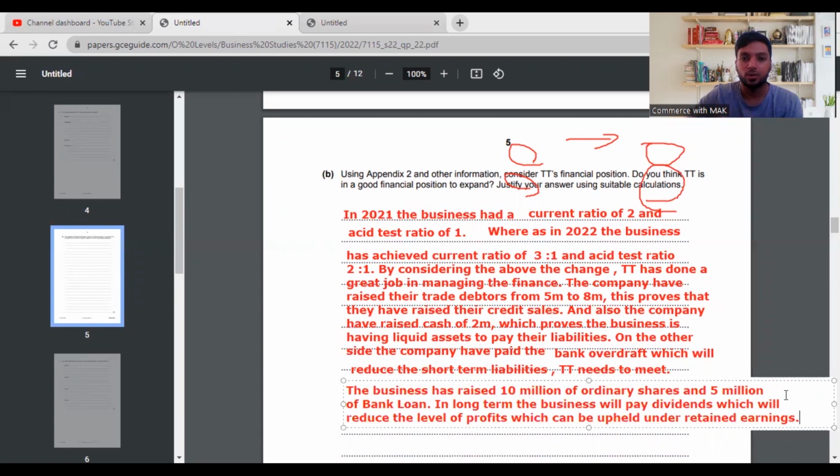So it is not a good thing in the long term, but it's okay to raise money because it's an internal finance. So we can write because it's an internal finance generation. The business will not go through a risk.